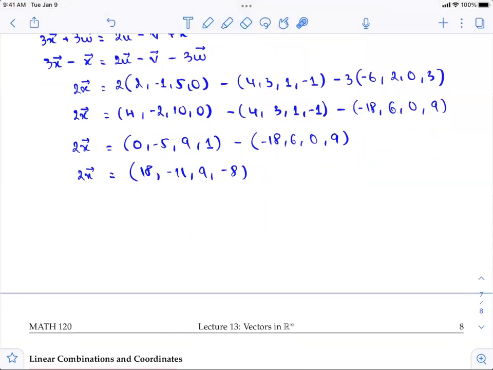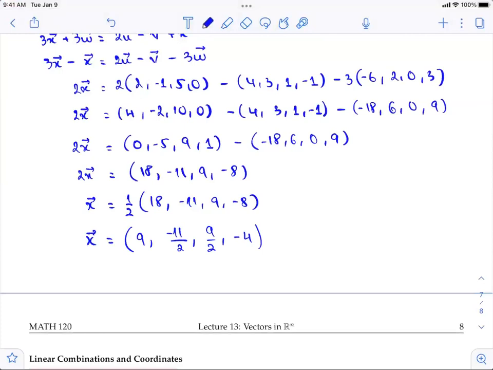And to get x by itself, we're looking for the representation of the vector x. You divide both sides of the equation by 2. You have x equal to 1/2 times 18, negative 11, 9, negative 8. So basically you scale this resulting vector, and x is equal to 9, negative 11 over 2, 9 over 2, and negative 4. So that's what you get for this type of calculation using different properties of vector operations. I didn't write down any properties of operations. It's just very intuitive to perform this kind of calculation. Okay.